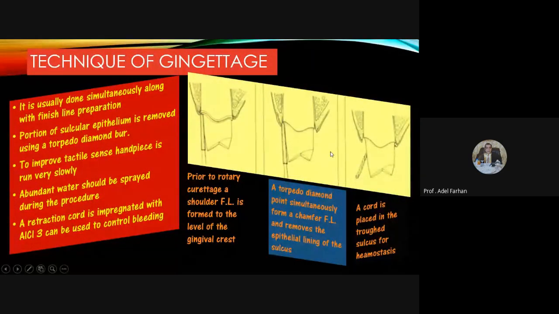Along with the finishing line preparation, as we see, you start going down gingivally. A portion of the gingival circular epithelium is removed using a torpedo turbine diamond. Tactile sense is improved and the handpiece is run very slowly, so you can feel the sensation; it must not be high speed. Water spray is important. Sometimes we place a retraction cord before the procedure inside the gingival sulcus to expand the area and reduce trauma. As we see, the torpedo diamond and the cord placement, and when we finish we may leave a cord in place to do the procedure.